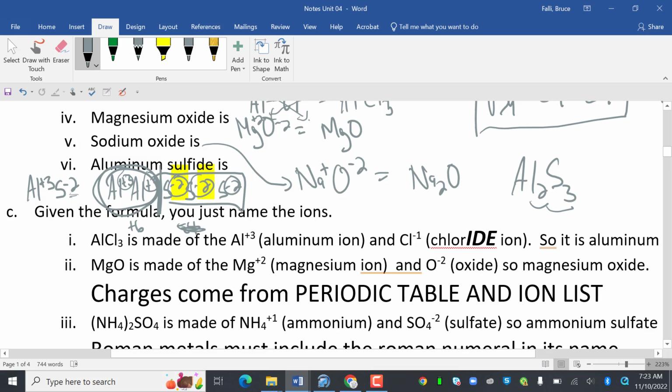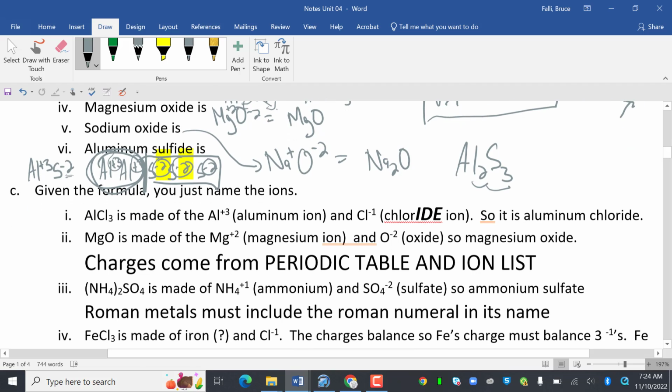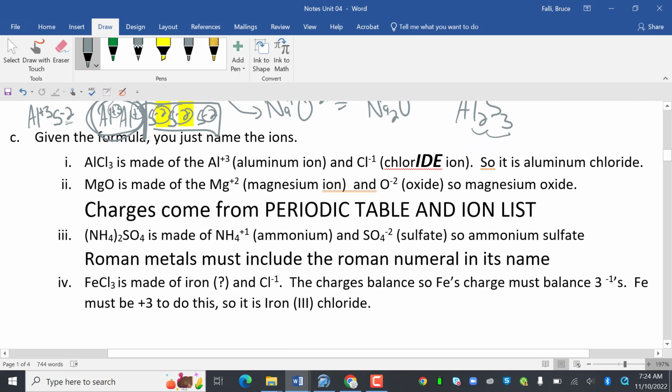Given the formula, you just name the ions. So AlCl3 is made of Al plus 3 aluminum ion and Cl negative 1 chloride. So it's aluminum chloride. MgO is the magnesium ion and oxide, so it's magnesium oxide. Charges come from the periodic table and the ion list. So that's where those charges will come from. (NH4)2SO4. Ooh, ion list. NH4 positive is ammonium. SO4 negative 2 is sulfate. So it's ammonium sulfate.